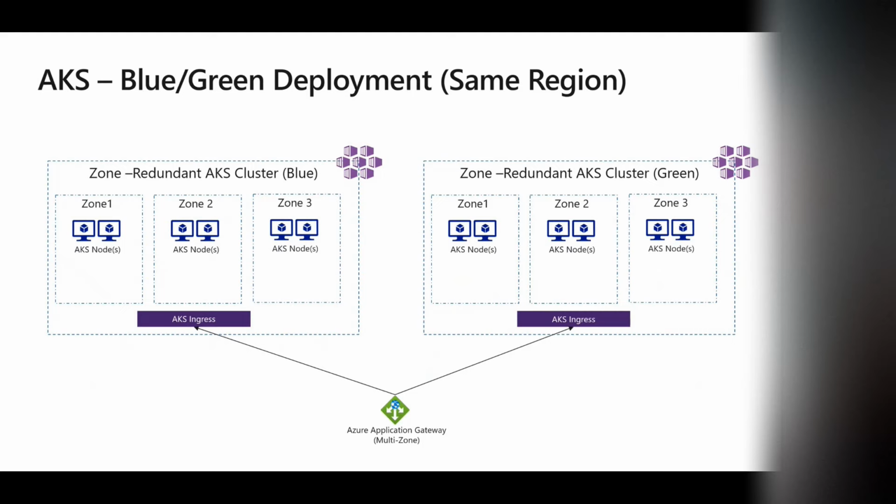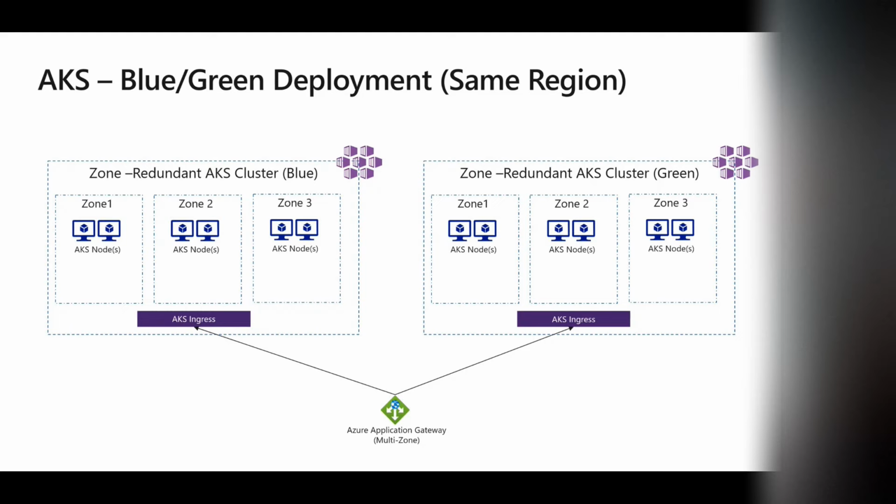This is a blue-green deployment, in the same region. This is to avoid any downtime when you do an AKS version upgrade. AKS allows in-place upgrades where you upgrade the same cluster; it does a rolling update, takes a node, updates it, and moves on, and that works well. But if for some reason your application fails, the situation can be a bit more complex in terms of how you go back to the previous version.